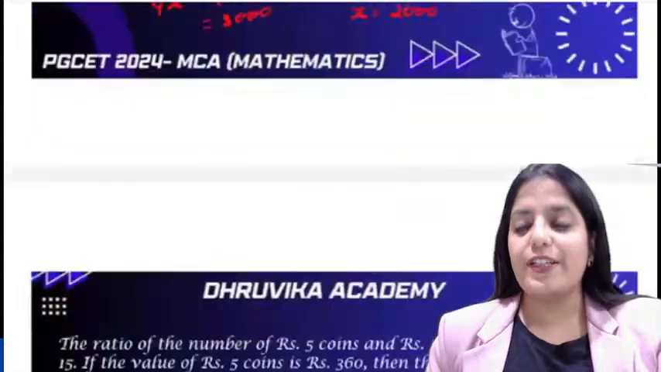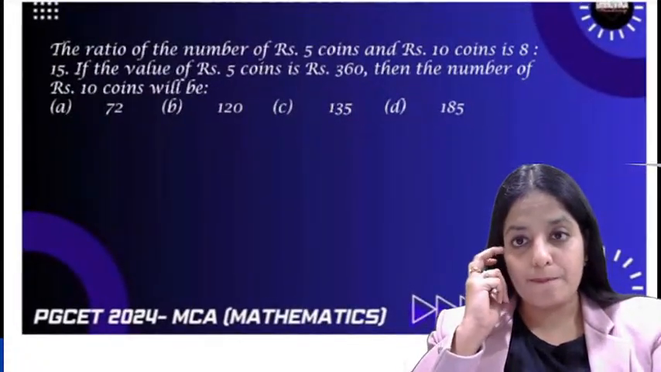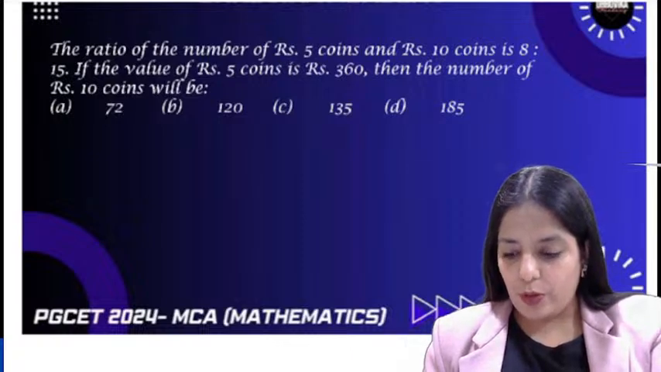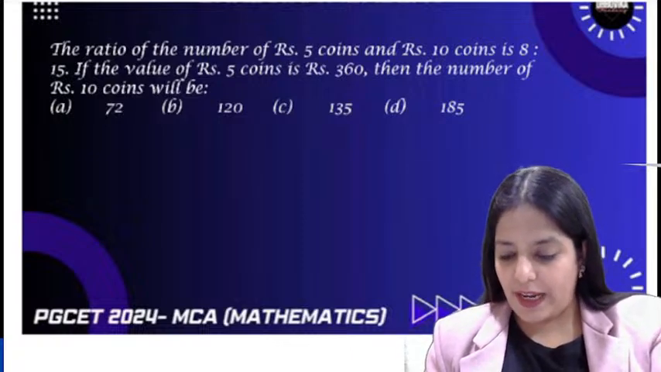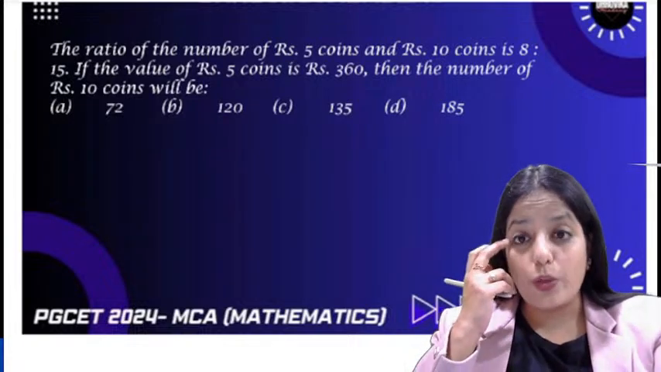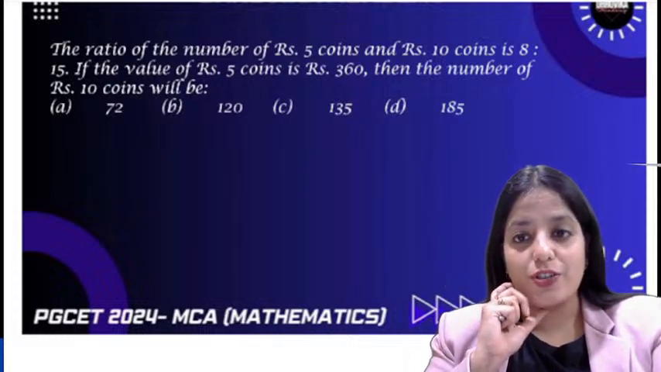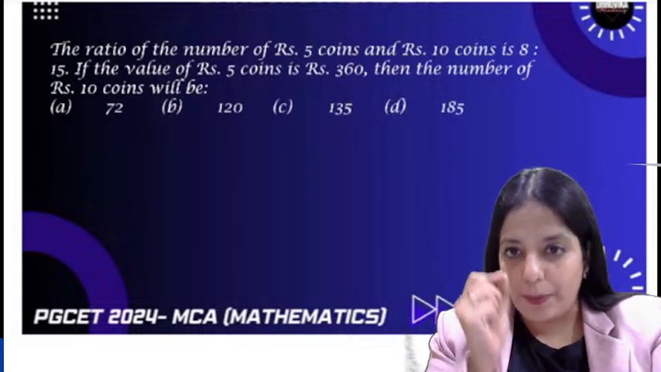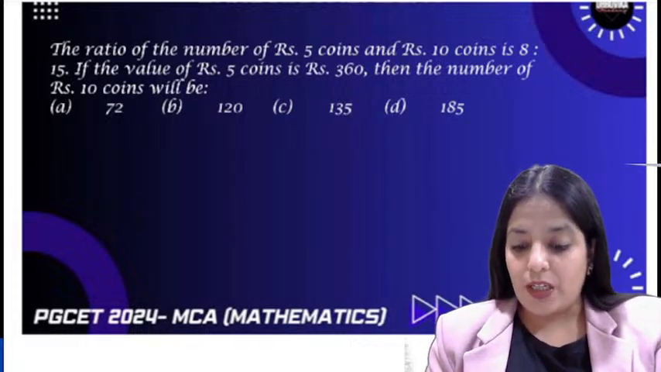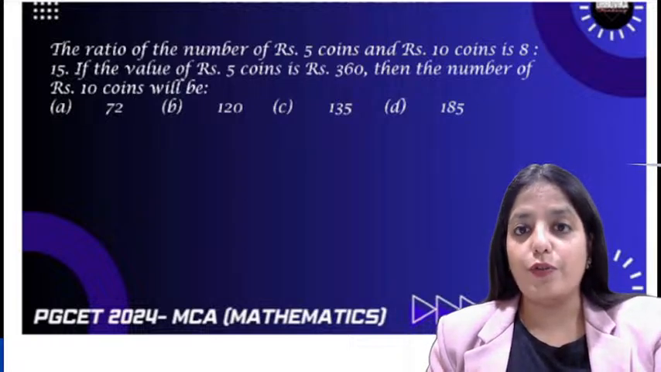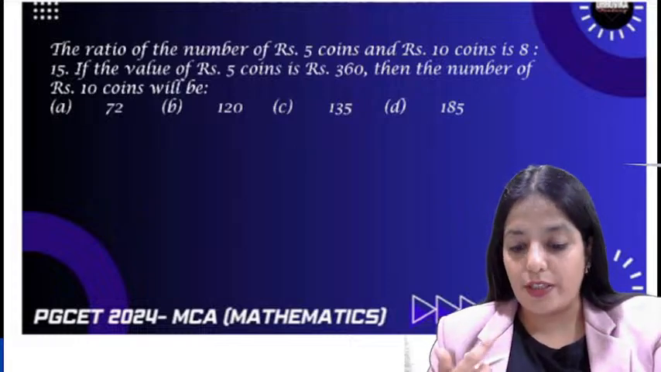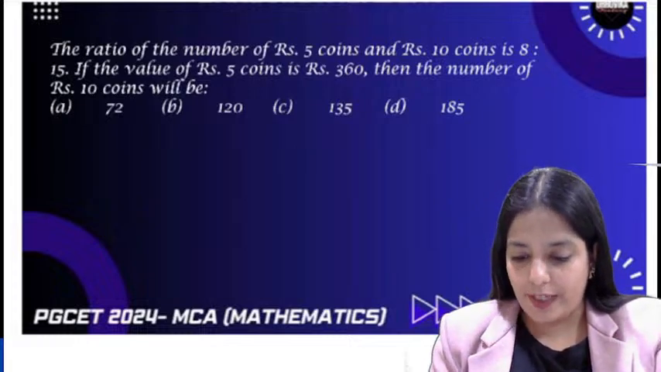Now, moving to the next question, guys. The ratio of the number of rupees 5 coins and rupees 10 coins is 8:15. Which ratio have they given? Have they given the ratio of number of coins or the value of the coins? That you need to pay attention to. Ratio of the number of rupees 5 coins and rupees 10 coins. Number of coins they have given.